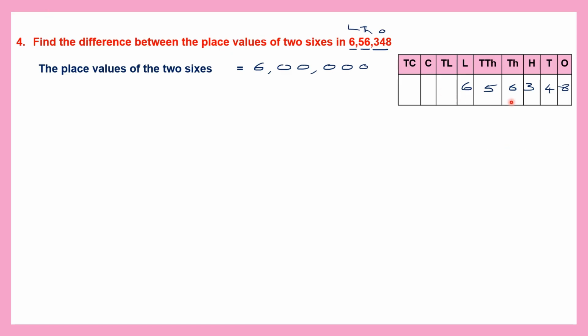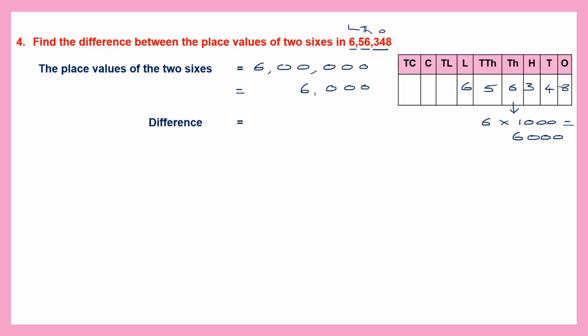Now there is one more 6 here. We have to find the place value of that 6. And this 6, as you can see, is in the thousands place. So that is 6 into 1000, and that is 6000. So the place value of the second 6 is 6000. We need to put it here in the right place. So we have ones, tens, hundreds and thousands. So it must start from here. So this is 6000. This is the place value of the second 6.